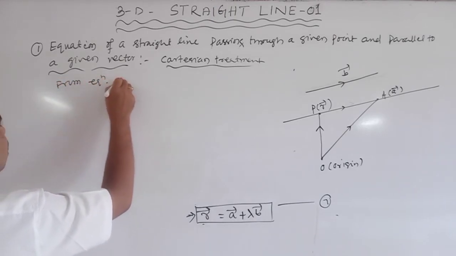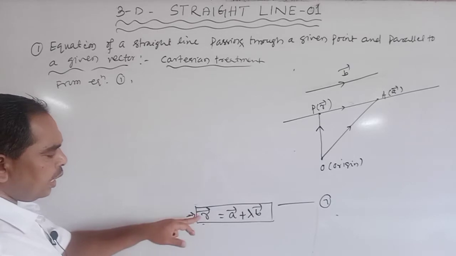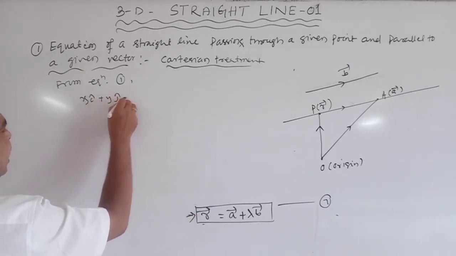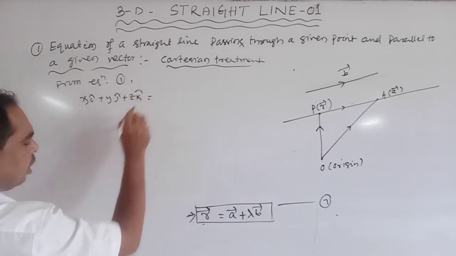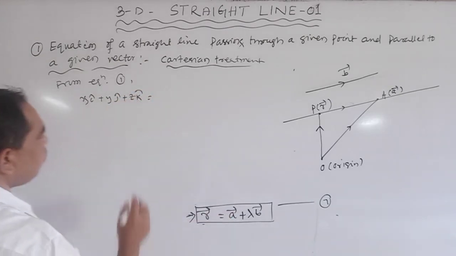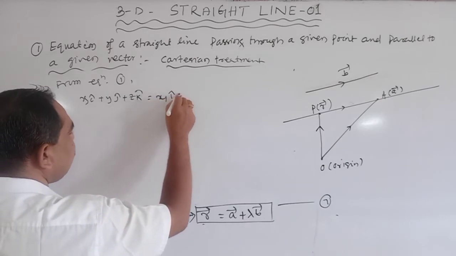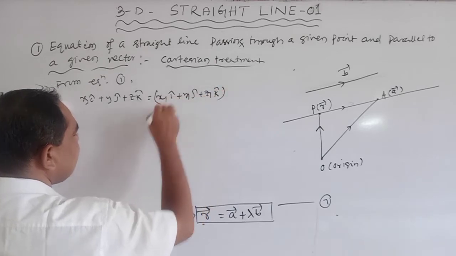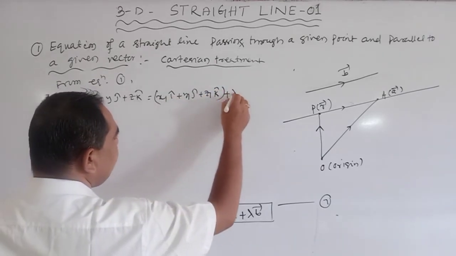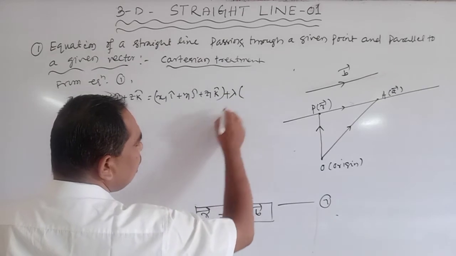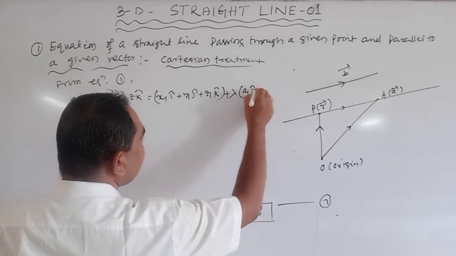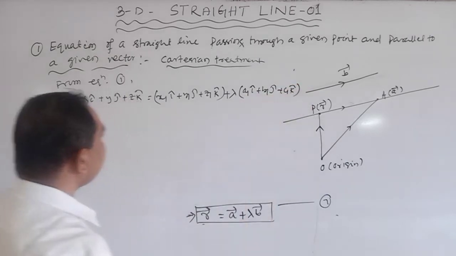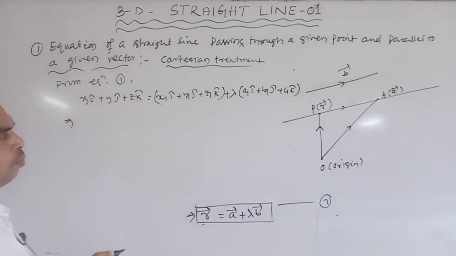From equation 1, what is R vector? R vector means xi plus yj plus zk vector. This is R vector. What is A vector? A vector is equal to x1 I cap plus y1 j cap plus z1 k cap. This is A vector. Plus lambda times B vector. What is B vector? B vector means a1 I cap plus b1 j cap plus c1 k cap.